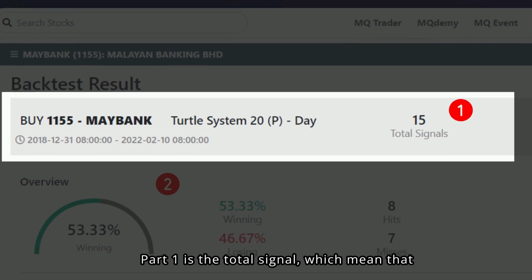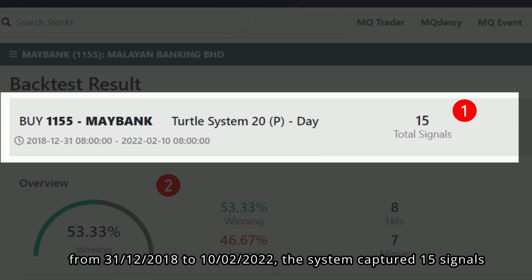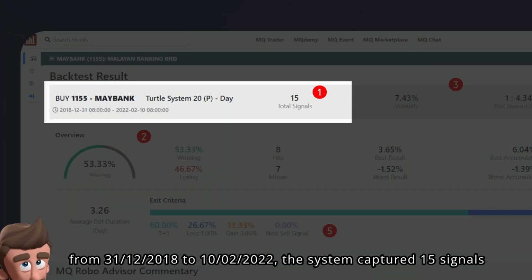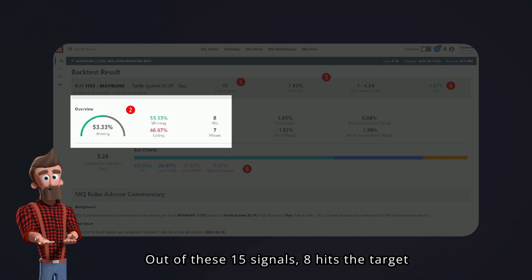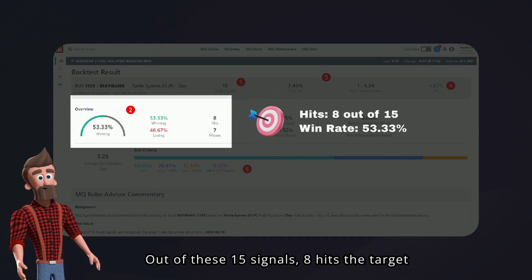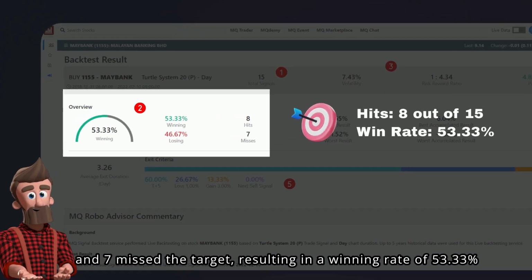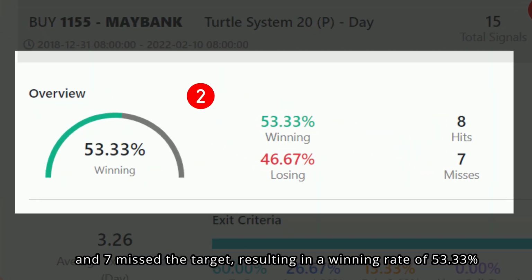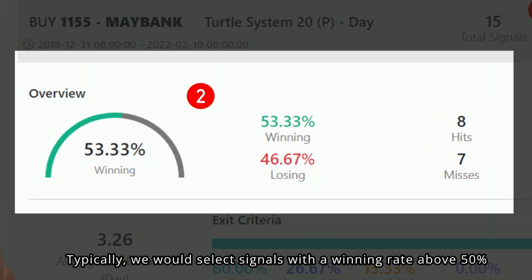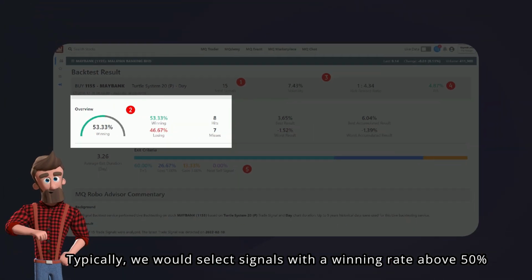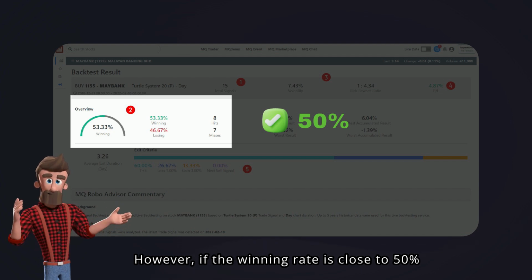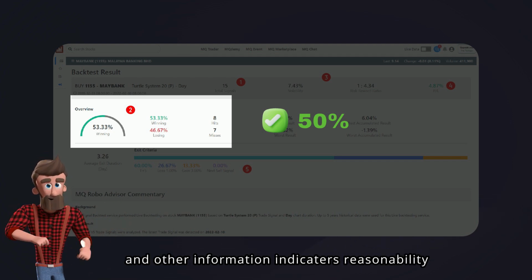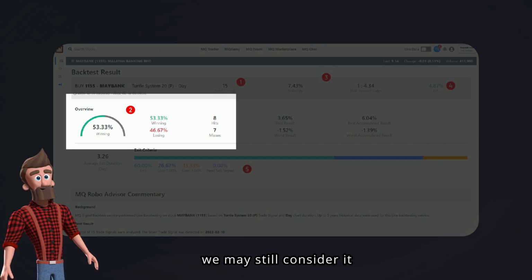Part 1 is the total signal, which means that from the 31st of December 2018 to the 2nd of October 2022, the system captured 15 signals. Part 2 is the winning-losing rate. Out of these 15 signals, 8 hit the target, and 7 missed the target, resulting in a winning rate of 53.33%. Typically, we would select signals with a winning rate above 50%. However, if the winning rate is close to 50% and other information indicates reasonability, we may still consider it.